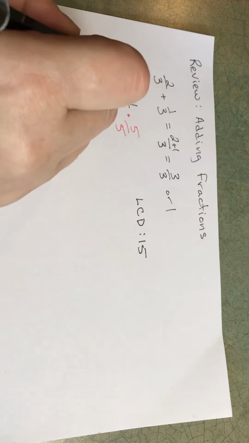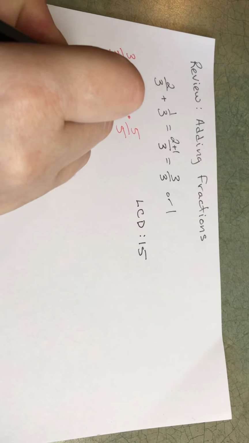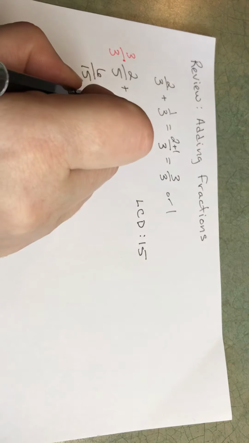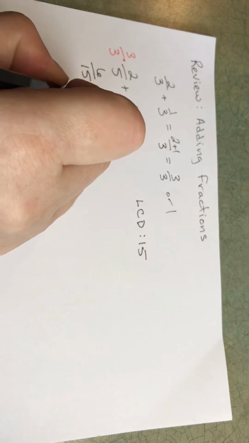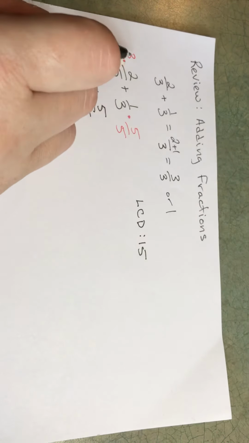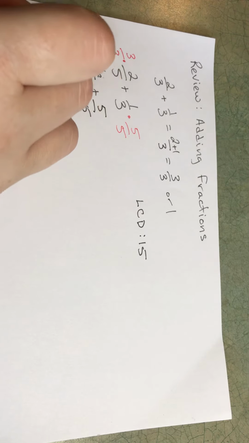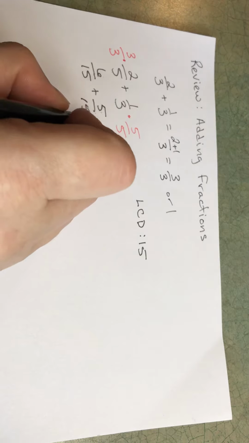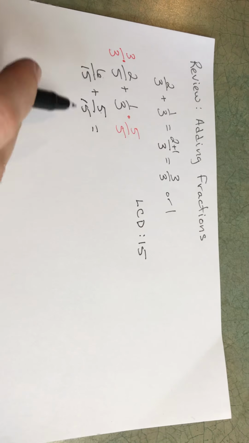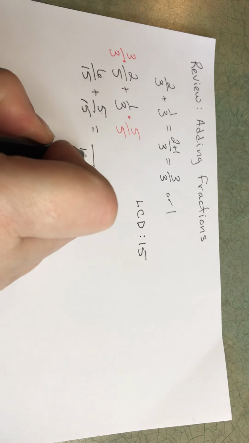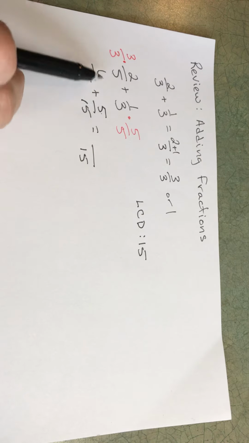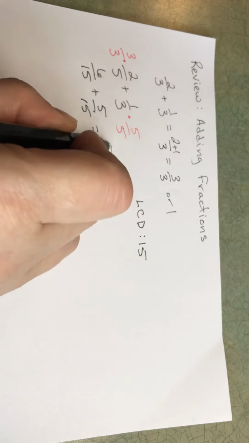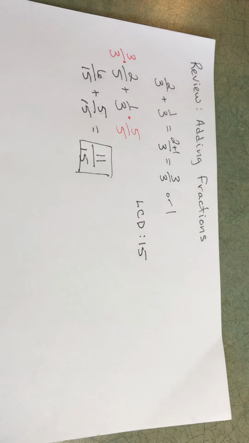So this is going to be 6/15 plus 5/15, right? 3 times 2 is 6, 3 times 5 is 15, 1 times 5 is 5, 3 times 5 is 15. Now the denominators are the same, so I keep that, and then I add the numerators. 6 plus 5 is 11. So there's my answer. Okay.